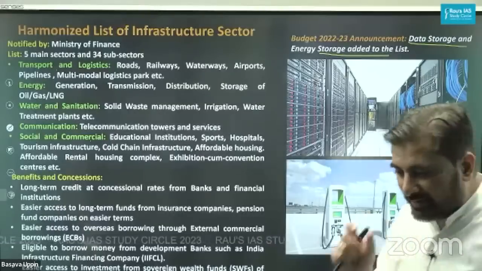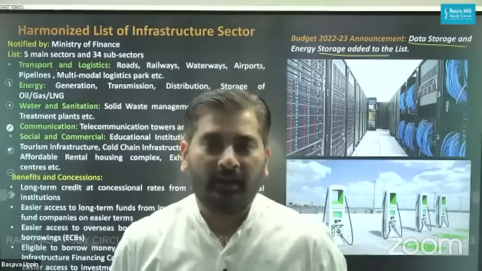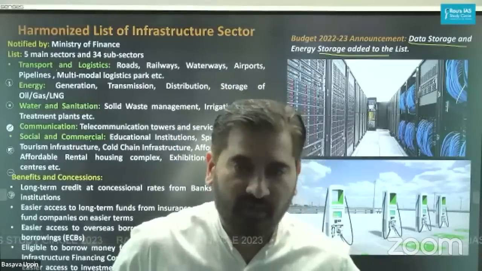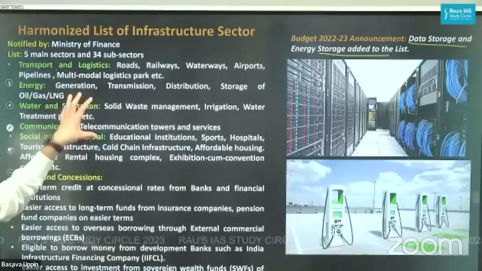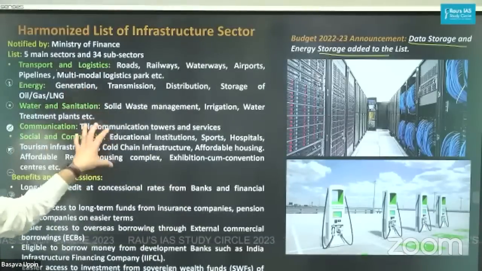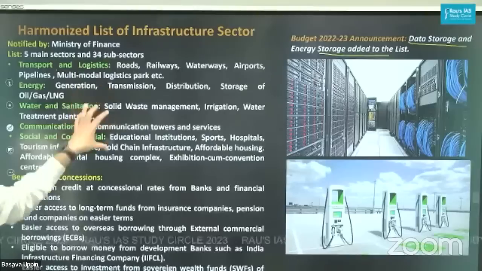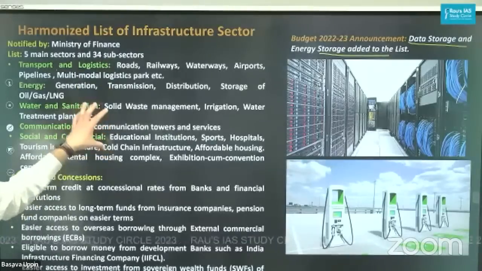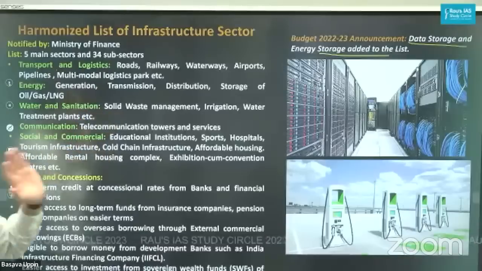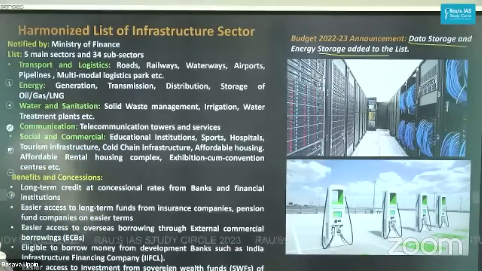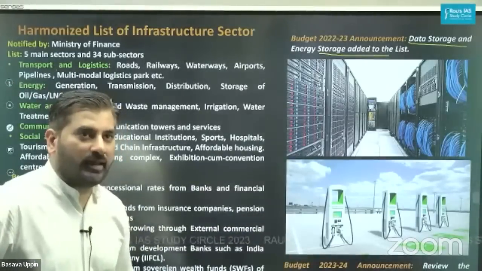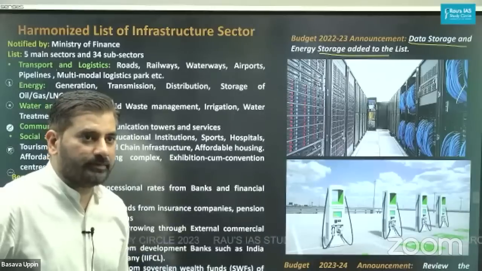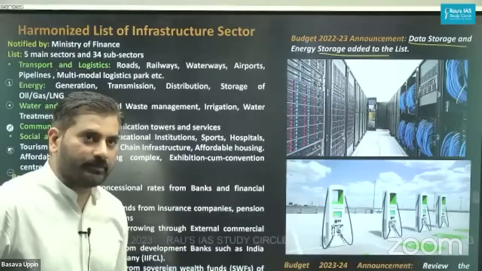So as far as this year's budget is concerned, the finance minister has simply announced that this particular list will be reviewed, and if needed, more sectors will be included in it. Which sectors are going to be included? The finance minister has not highlighted that part. So you can see the budget announcement: review the harmonized list of infrastructure. That's the only thing we have done this year. I hope this part is clear.